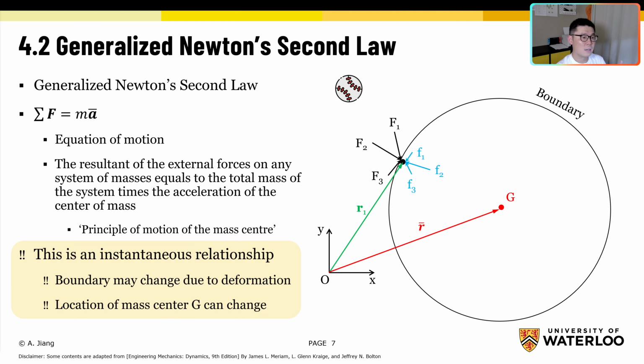However, there is a caveat. This is an instantaneous relationship. Remember how we set up the boundary at the beginning to look at the one individual particle right here. The boundary may change due to deformation, right? When the ball is hit by the baseball bat, maybe the deformation will be small, but there will be some kind of deformation. That means the location of the mass center G can also change, whether it's a large difference or small difference. So this equation of motion, the sum of F equals m a bar, must be updated as soon as these parameters change. This equation can only describe an instantaneous relationship between the sum of forces and the acceleration.